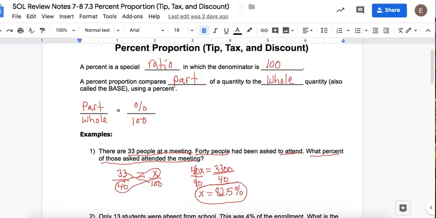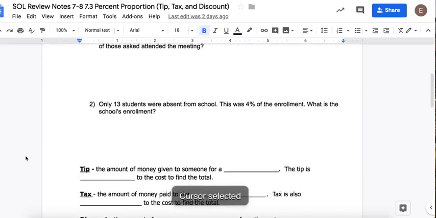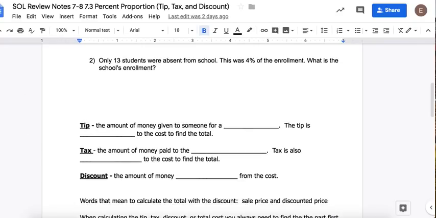Okay, let's look at example number 2. Only 13 students were absent from school. This was 4% of the enrollment. So 13 students was 4% of the enrollment. What is the school's enrollment? So we're going to do part over whole equals percent over 100. 4% is going to go over 100. And I need to decide if this 13 is part or whole.